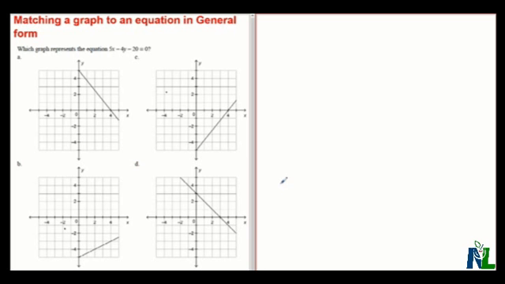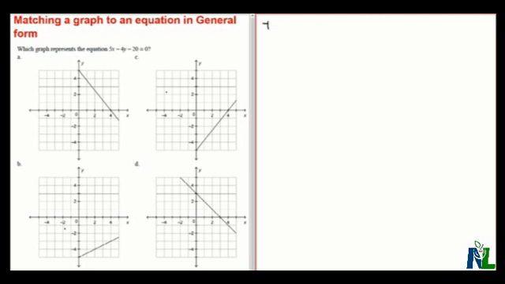We're going to look at matching a graph to an equation in general form. General form, of course, doesn't give us much information. It's a very formal type of line, the hoity-toity kind, I consider it, for when it comes to equations. And so what we can do is look for the x and y intercepts and match them to the graph.